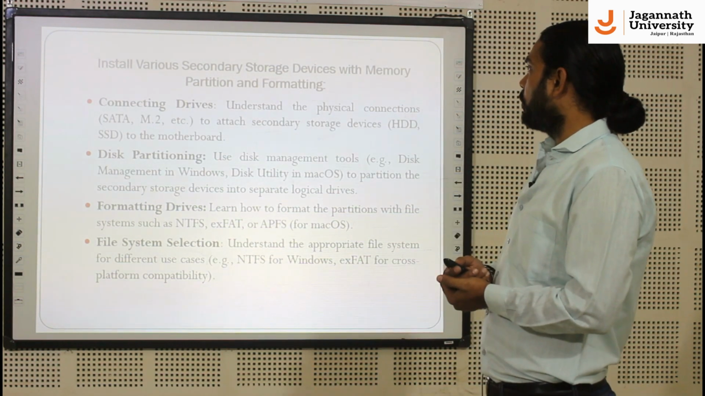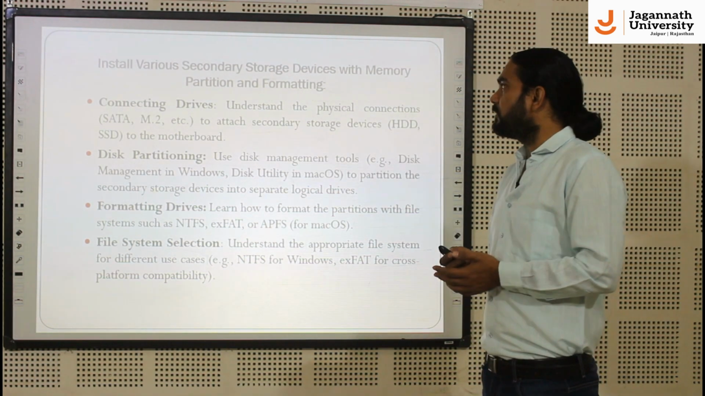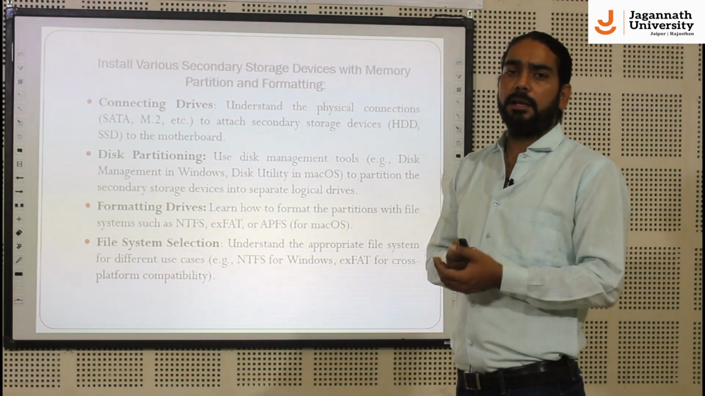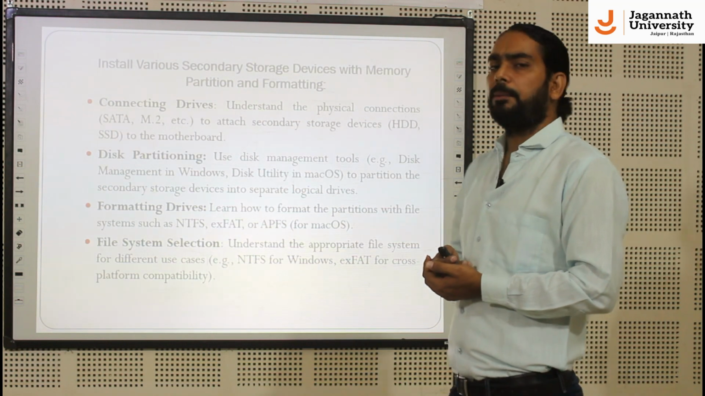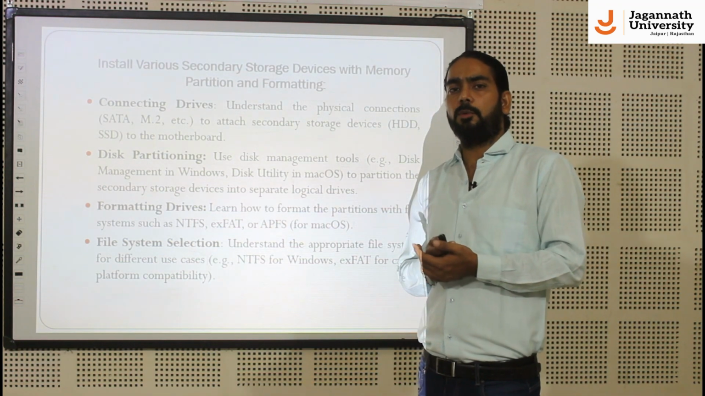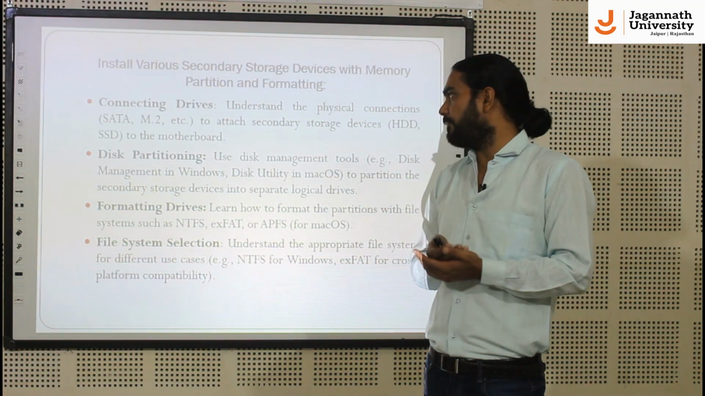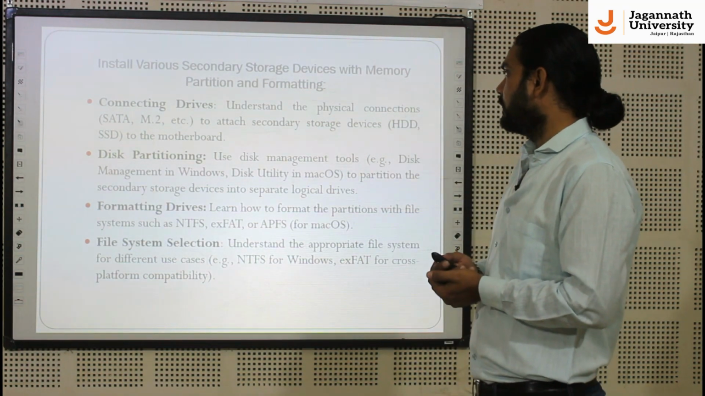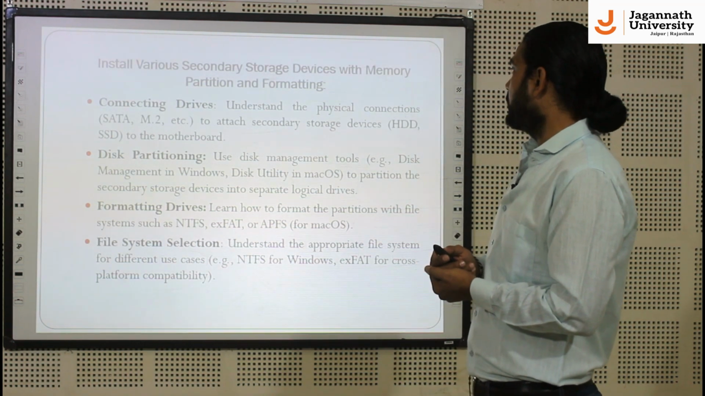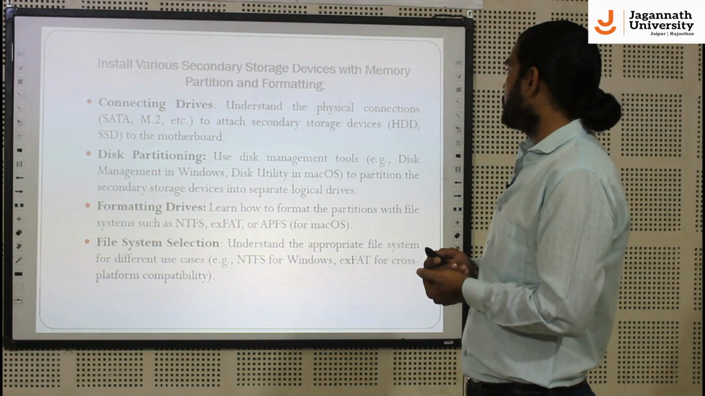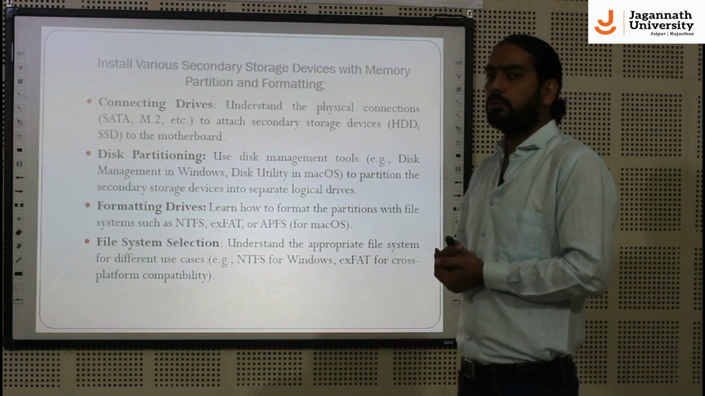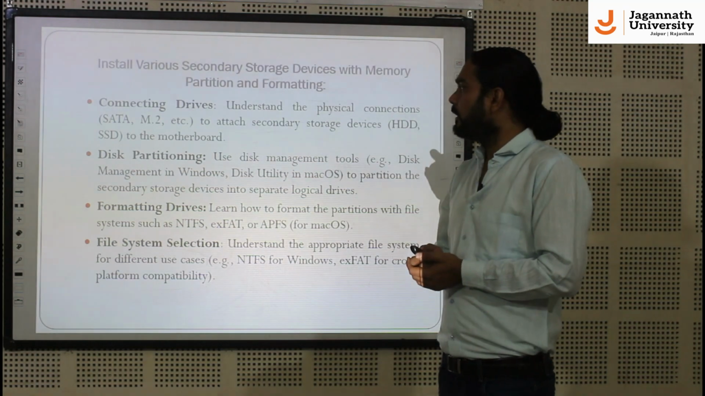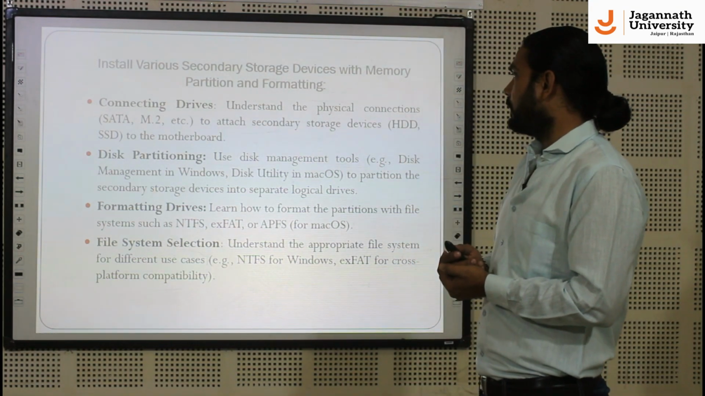Next topic is installing various secondary storage devices with memory partitions and formatting. We can partition our memory. For example, there are multiple partitions in our laptop or desktop, like C drive, D drive, E drive and F drive. We can partition our drive using these options. First one is connecting drives. Understand the physical connection to attach secondary storage devices to the motherboard. Once the drives are connected, we can partition our data and devices.